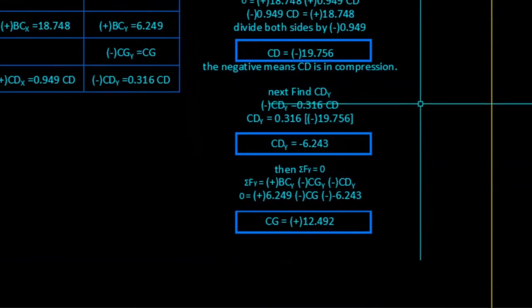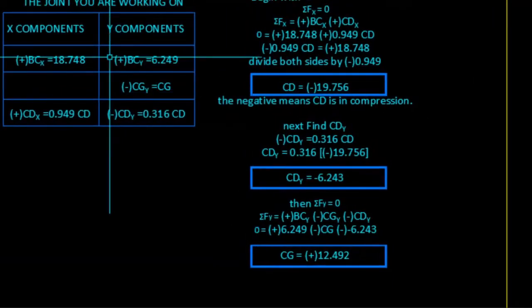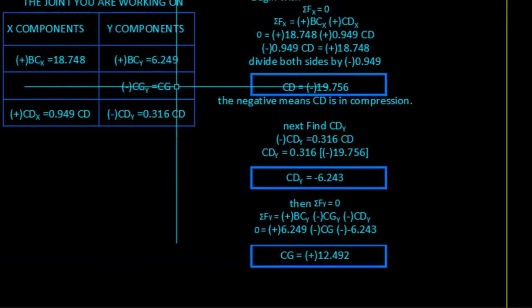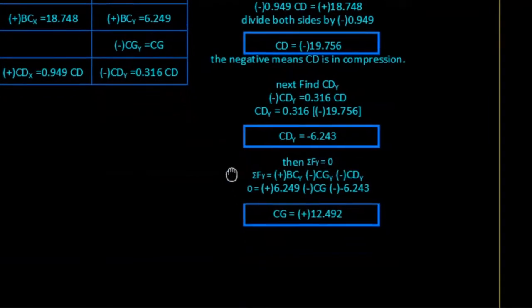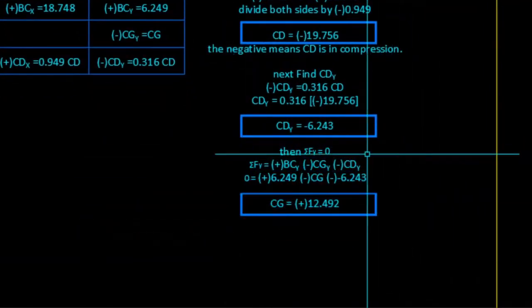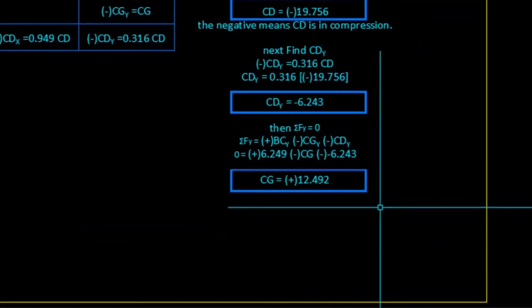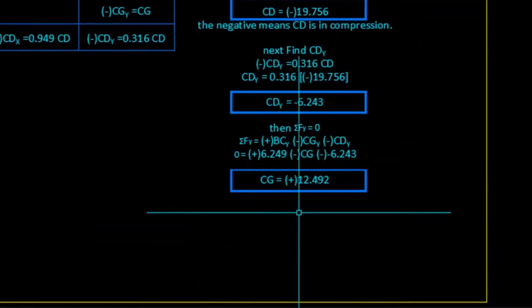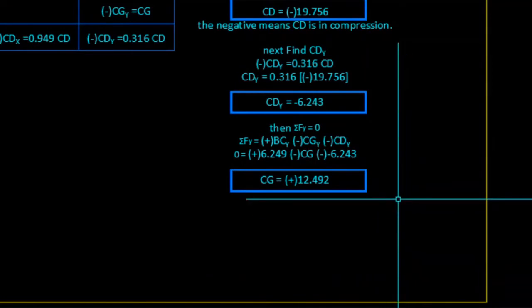Next, we find CDY by plugging CD directly into our CDY function. We find that CDY is equal to negative 6.243. And lastly, we use this to find the sum of forces in the y direction, which allows us to find that CG is equal to positive 12.492.